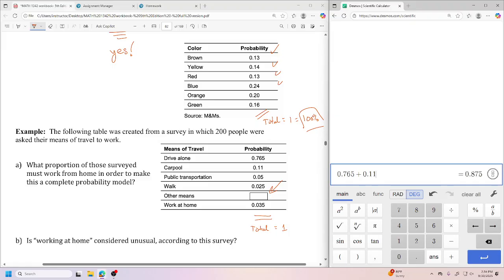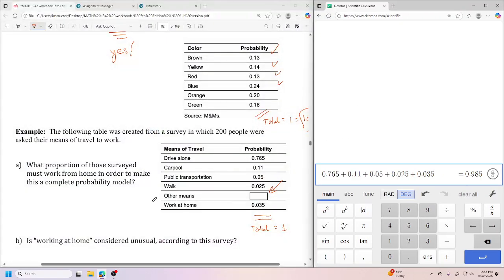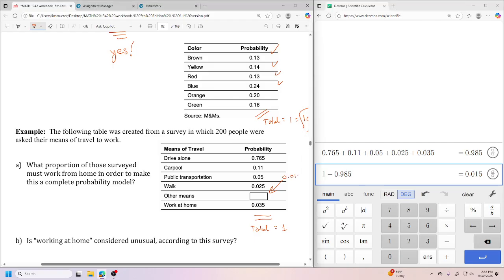7.65, 11.5, 25, 35. So this is what we have so far. So then I have 98.5%. So what am I missing out of that, right? Yes, exactly. You subtract them, and like you said, the 1.5. Very good. 0.015. That's the answer that they're wanting there.